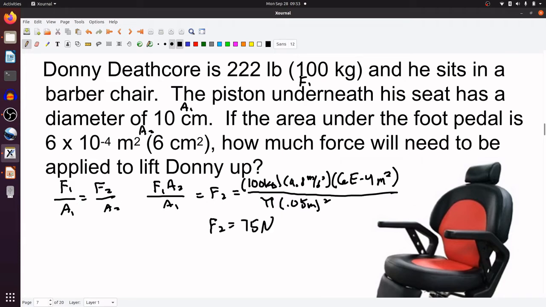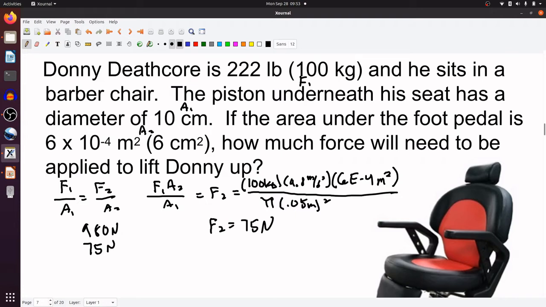Give me a second. I want to do one more quick calculation. Okay. So what that means is Donnie Deathcore is 980 newtons, right? But you only need to apply 75 newtons in order to lift him up. Way, way less force than needed.